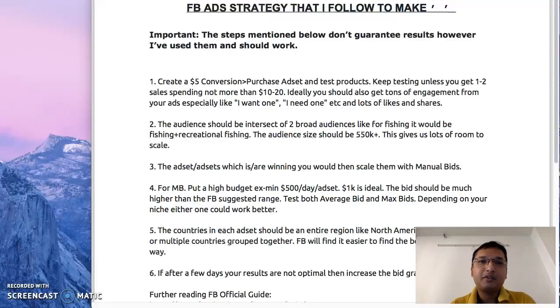One is automatic bid, one is manual bids. If you don't know the basics, I would suggest you first watch Franklin's channel or Garth Henderson's channel. They go through the basics, and you would learn how to set up the ad and all that.